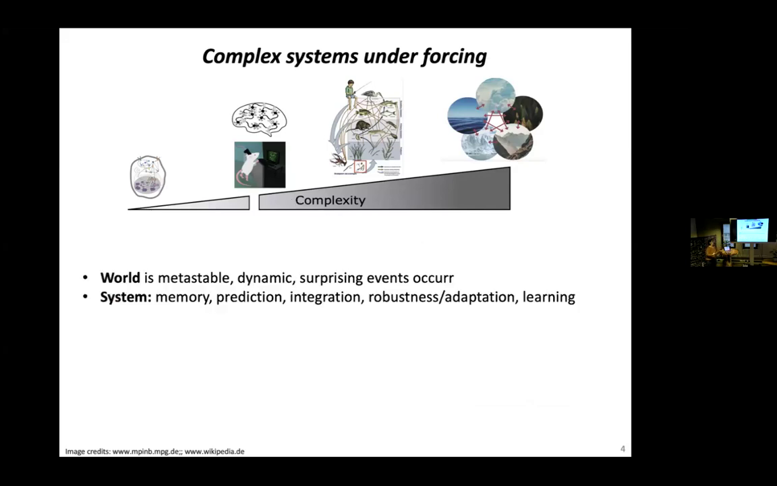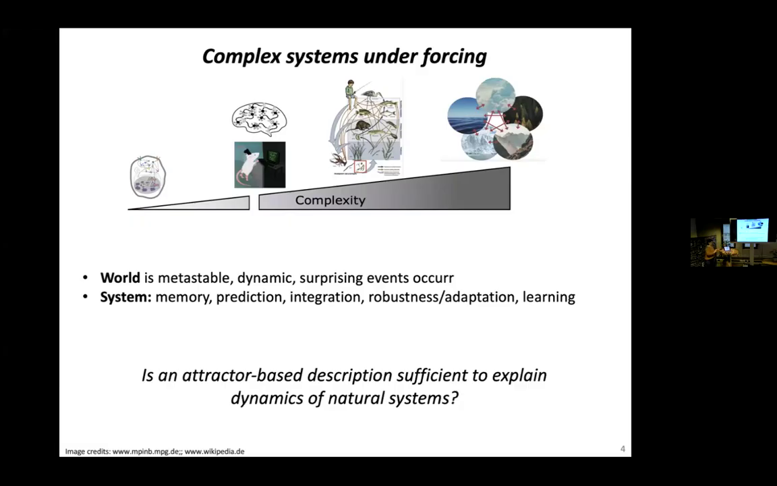This means that all these complex systems operate in environments or worlds which are metastable, which are dynamic, and where many different surprising events occur. This means that the networks that process this information not only need to be stable, robust and reproducible, but they also need to be able to adapt or flexibly respond to dynamic signals. But also, for biochemical and neuronal networks in particular, it's important that they have a form of memory, so they are able to integrate signals from the past, make predictions, and learn.